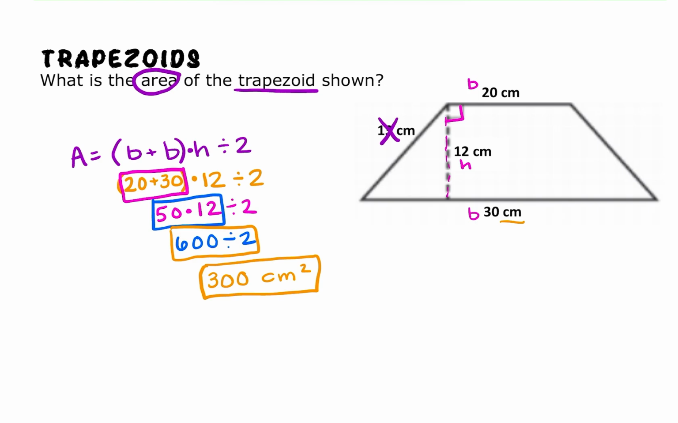So big things to take away. Write the formula and solve one step at a time.